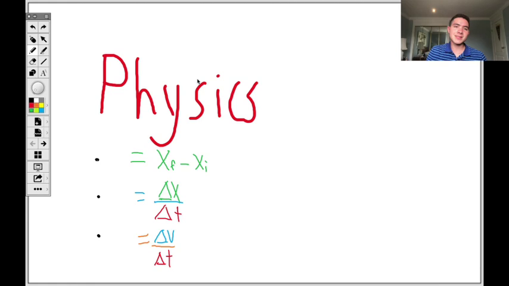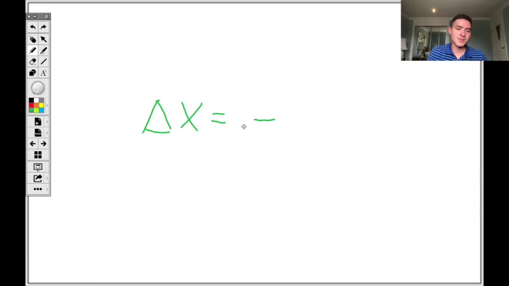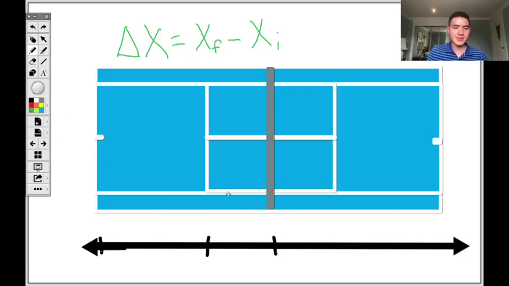In this video I will discuss three fundamental kinematic equations, including displacement, velocity, and acceleration. Starting with displacement. So displacement equals the final position minus the initial position. Let's do a quick example to illustrate this.